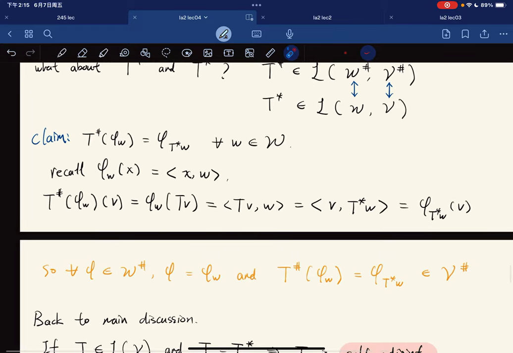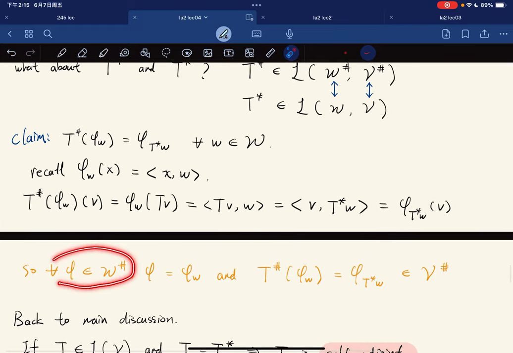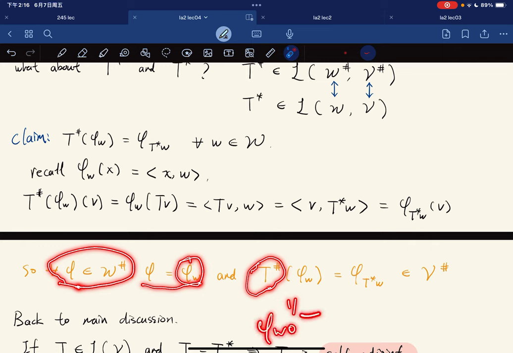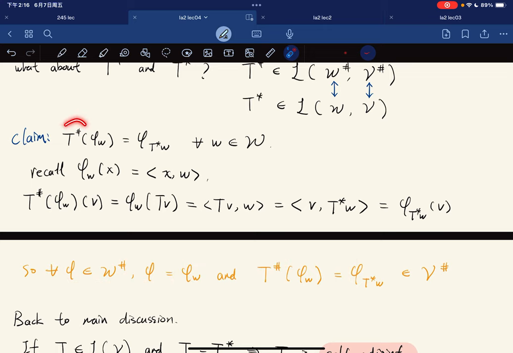Well, if we have this, which means that any functional on W is equal to some phi W, right? Now we apply T star on this, which gives you phi W of T. Phi W of T is equal to this. We have this equation, so for any functional, this is equal to this. So we have this is equal to phi W of T.